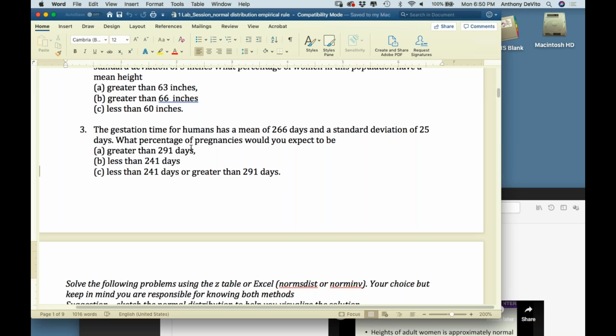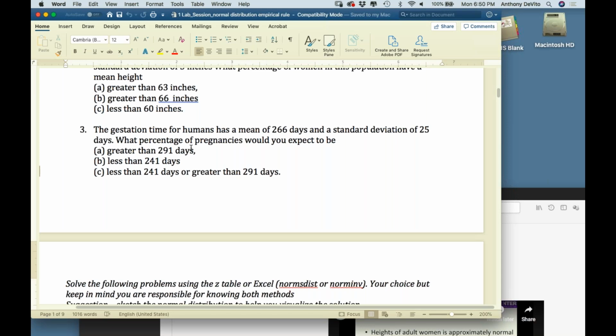Now, we're making an assumption here. We're making the assumption that the gestation period for humans, in other words, the time it takes to carry a baby to term, is normally distributed. In other words, it's got a nice bell-shaped curve, it's symmetrical. Between me and you, we know that's not true, right? Because you have a lot of premature births.